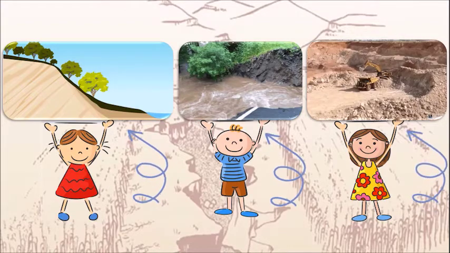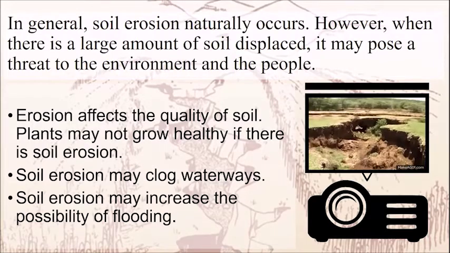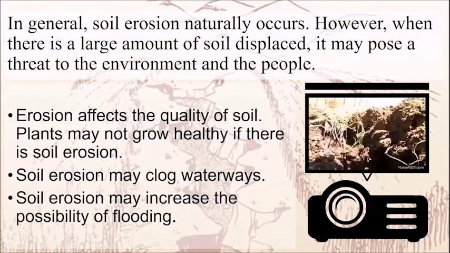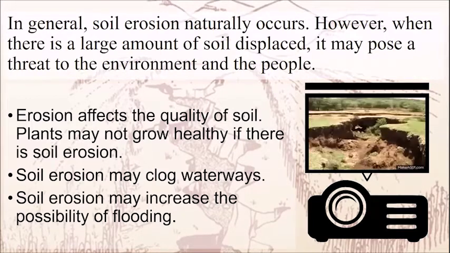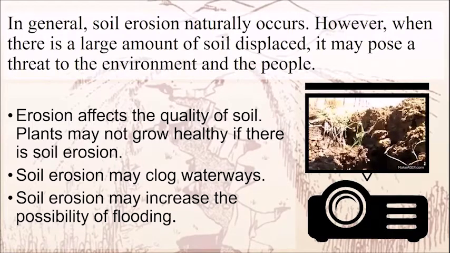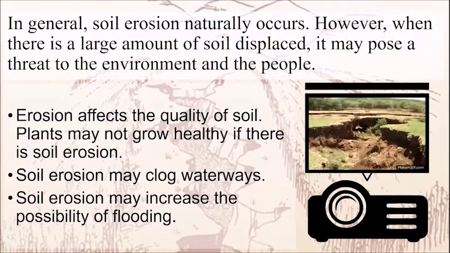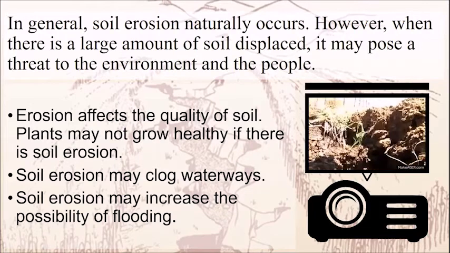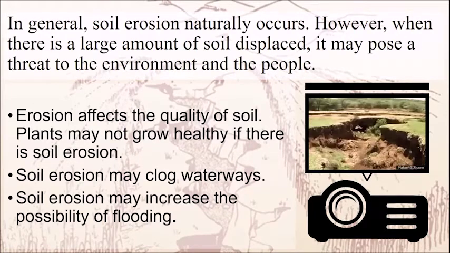In general, soil erosion naturally occurs. However, when there is a large amount of soil displaced, it may pose a threat to the environment and the people. Erosion affects the quality of soil. Plants may not grow healthy if there is soil erosion. Soil erosion may clog waterways, and soil erosion may increase the possibility of flooding.